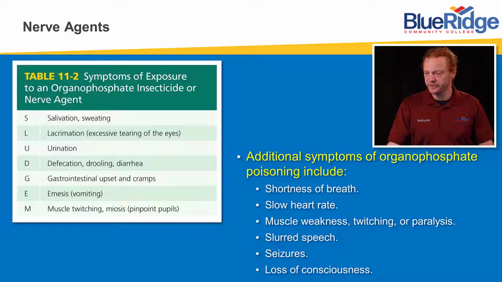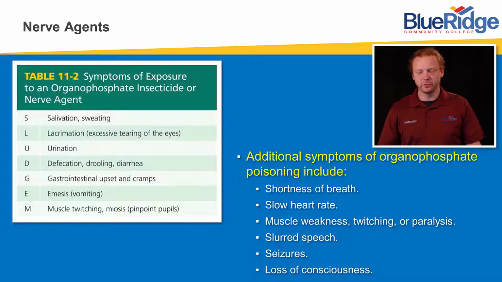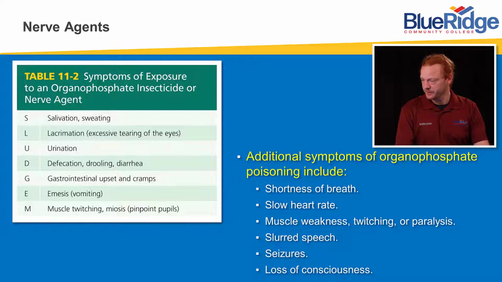Some additional signs and symptoms for nerve agents include shortness of breath, slow heart rate, muscle weakness, twitching or paralysis, seizures, and loss of consciousness. These all are very similar to organophosphate poisonings, which you would see in a lot of agricultural applications. Here's a signs and symptoms exposure for the SLUDGEM acronym here in the bottom right-hand corner of your screen.